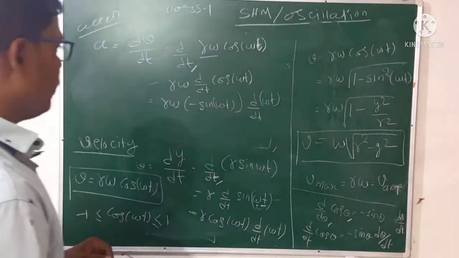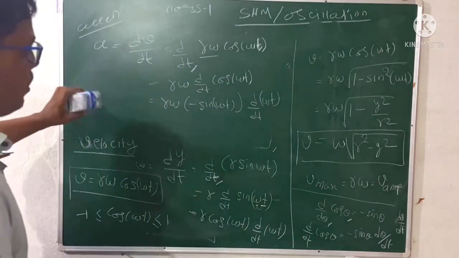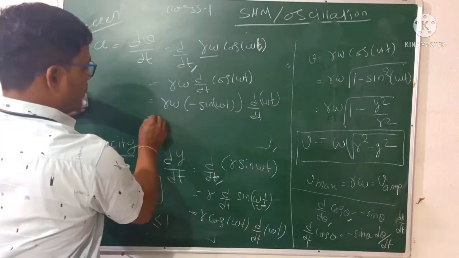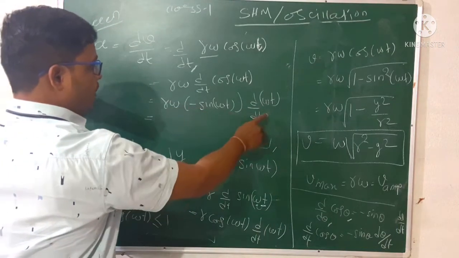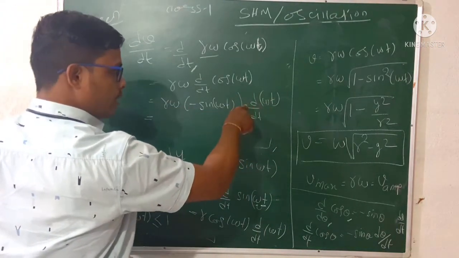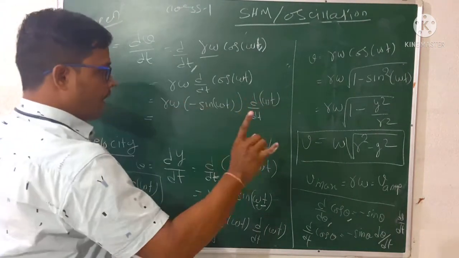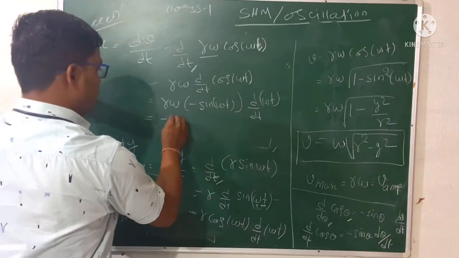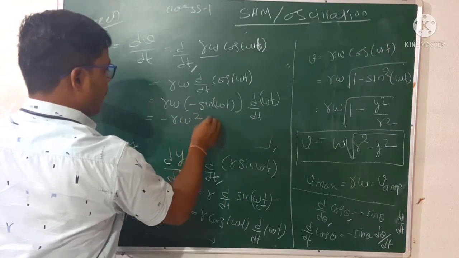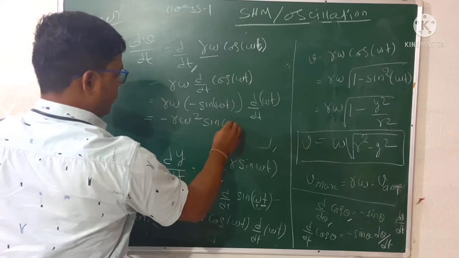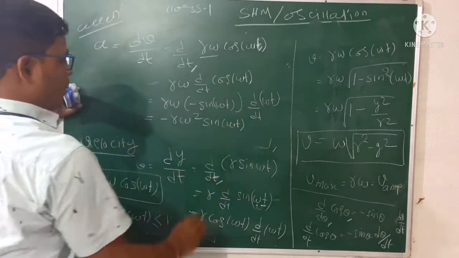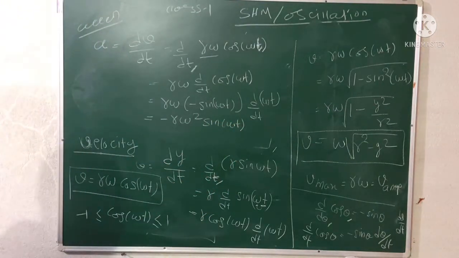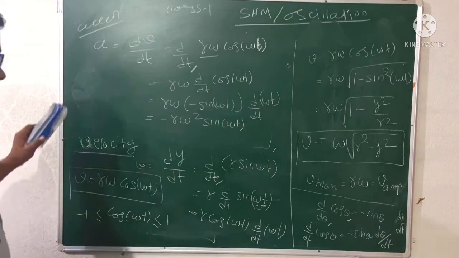Next we will go to acceleration. This is the formula of acceleration. So what do you obtain? In this case, omega will be outside and d(omega t) by dt is omega. So that is minus r omega square sine omega t.